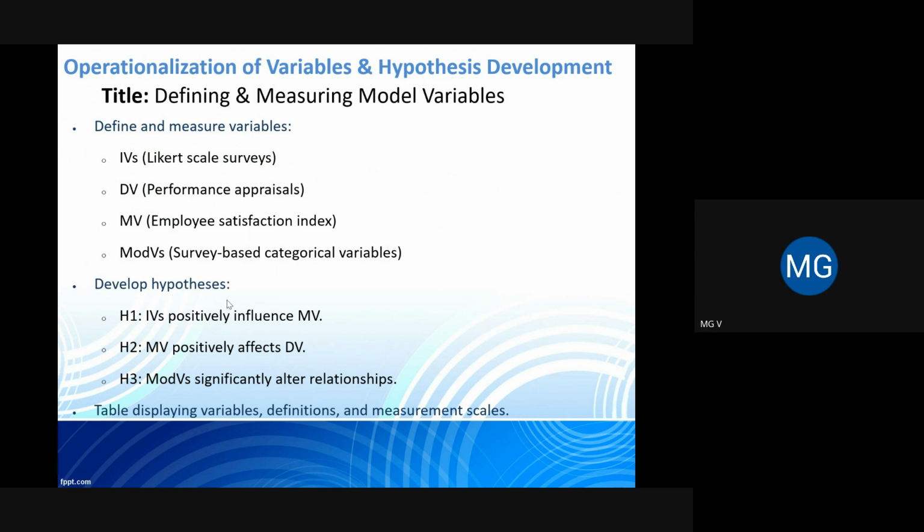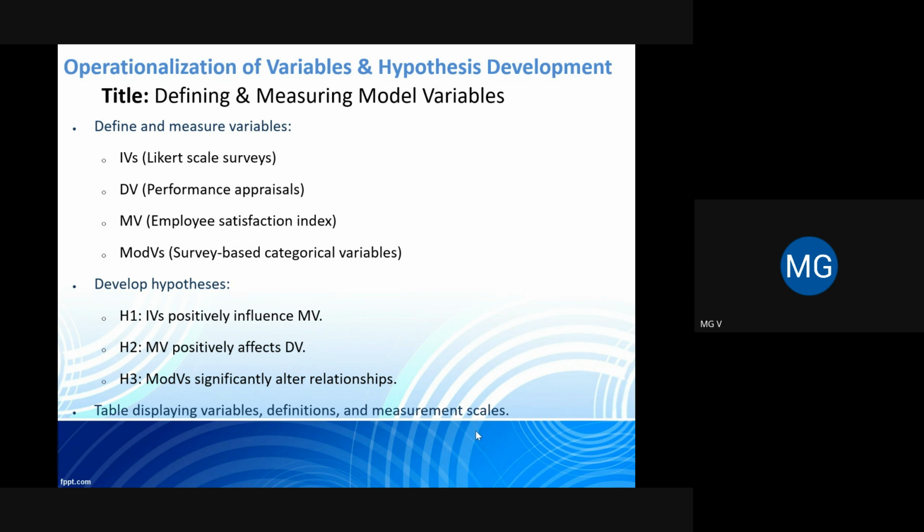Operationalization of variables and hypothesis development, that is defining and measuring model variables. So before testing the model, we need to define and measure each variable. Independent variables such as employee training and compensation are assessed using Likert scale surveys. The dependent variable, employee performance, is evaluated through performance appraisals. Job satisfaction, that is MV, is measured via the Employee Satisfaction Index, while moderating variables like organizational culture and employee tenure are captured through survey-based categorical responses.